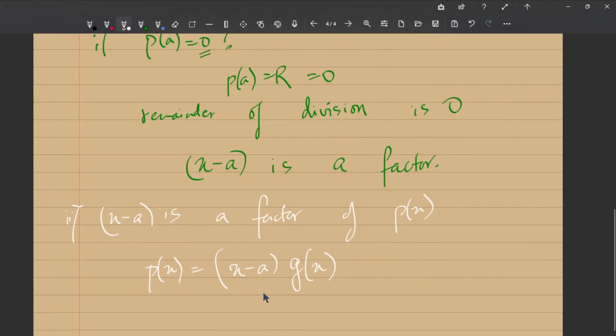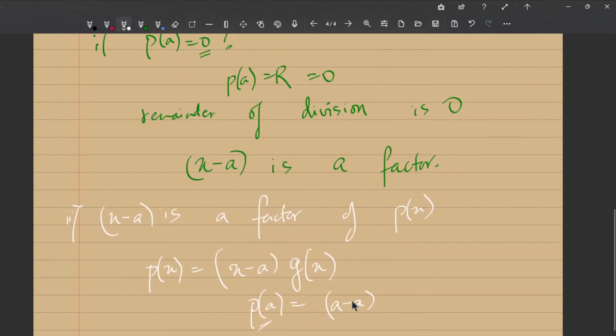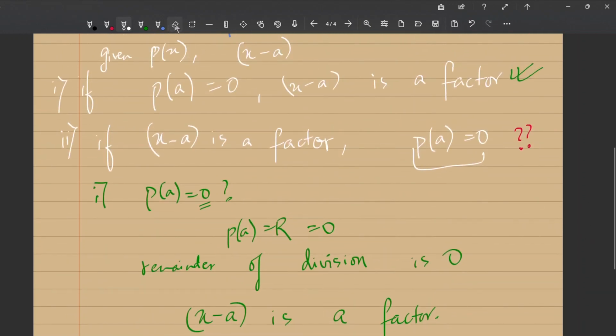So what does that mean? What happens at a? We have done this before. Ultimately we have to make a statement about a, so we have to prove something about p of a. So p of a would be a minus a times g of x, which is in turn 0, because 0 into any polynomial will be 0. So p of a is actually 0. So haven't we also proved the second statement?